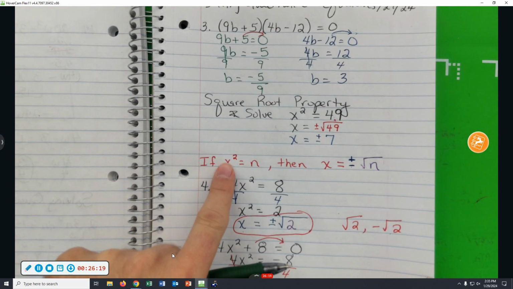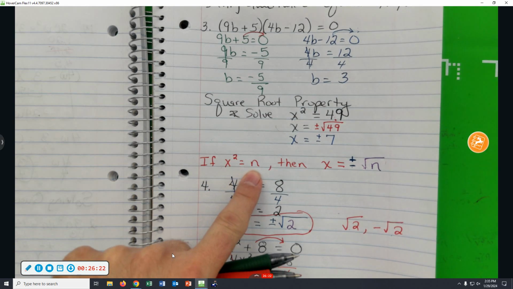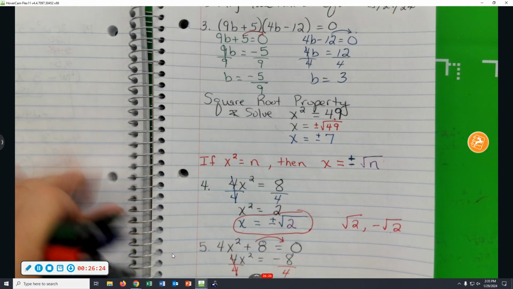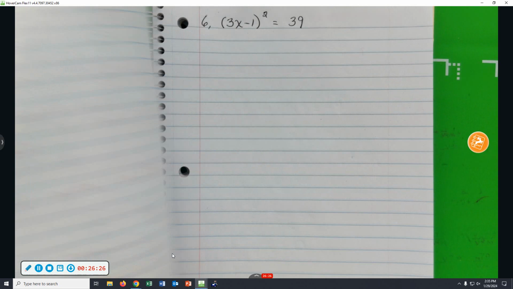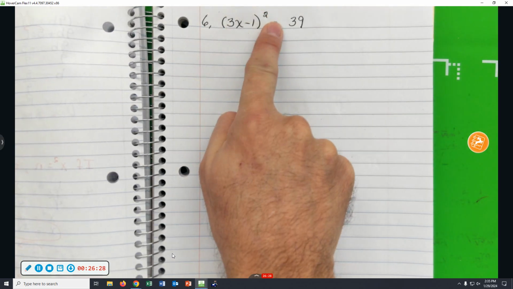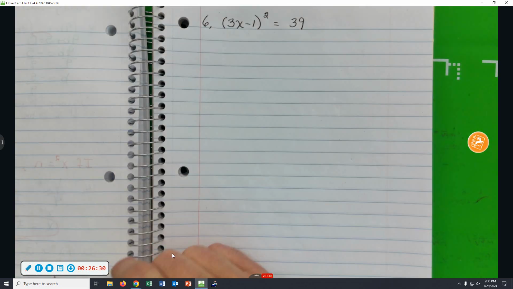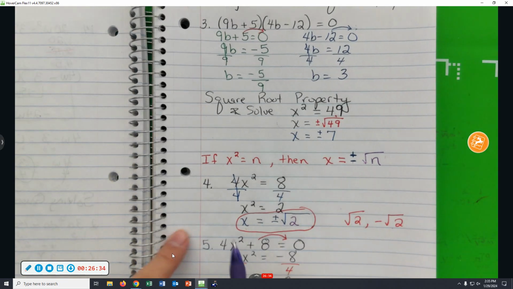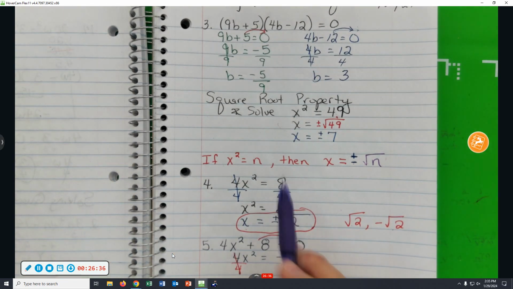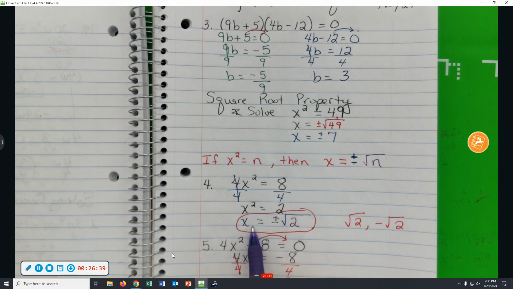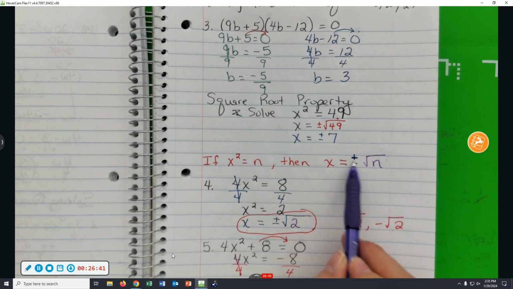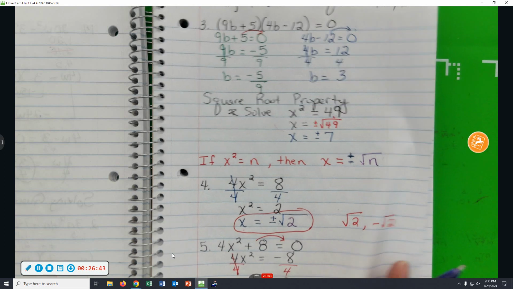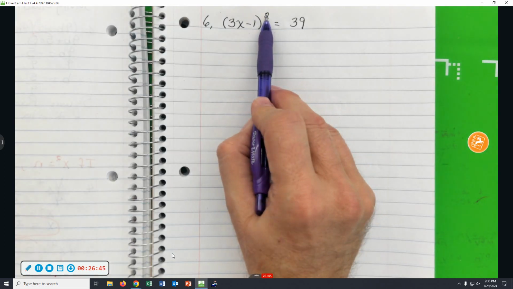I said it's got to be x squared equals a number. Well, it turns out anything squared equals a number, you can use that square root property on it. You can do what we were doing here, but you have x squared equals a number. Drop the square, take the positive and negative square root of the number. Right here, just do that same step.